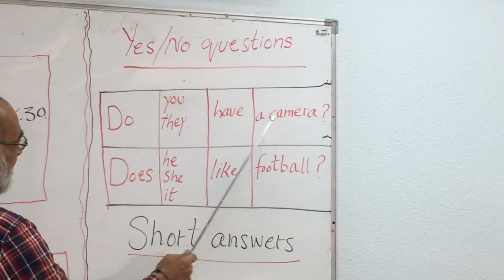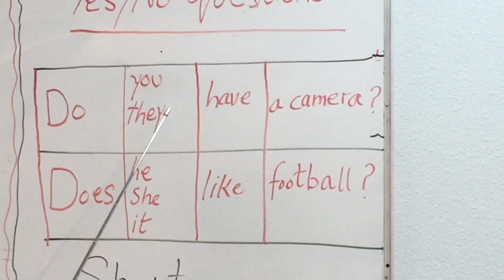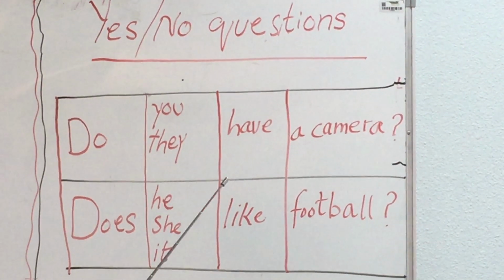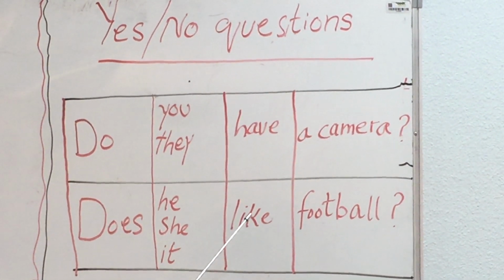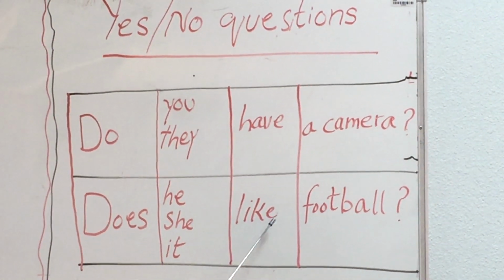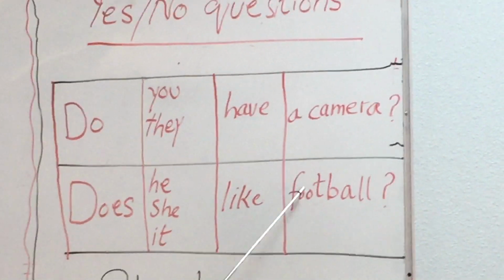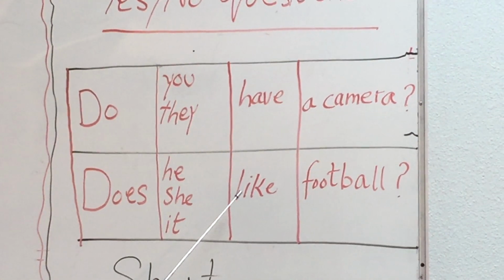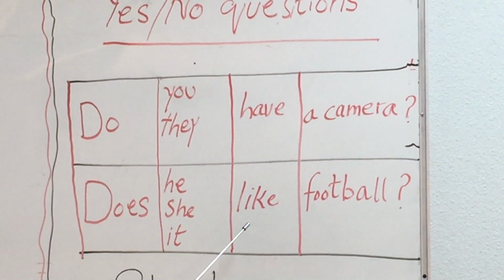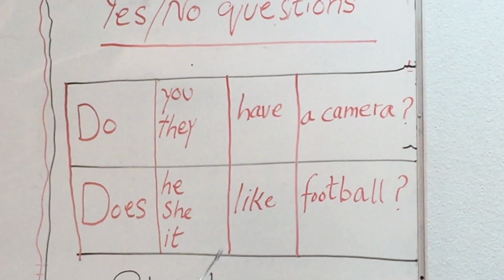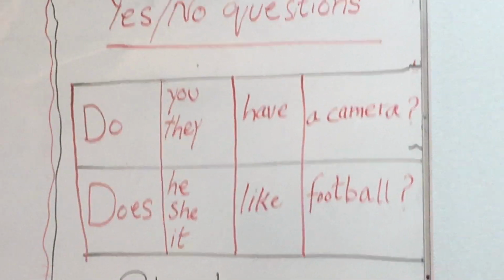Do they have a camera? Yes, they do. No, they don't. Does he like football? Yes, he does. No, he doesn't. Does she like football? Yes, she does. No, she doesn't. Does it like football? Yes, it does. No, it doesn't.